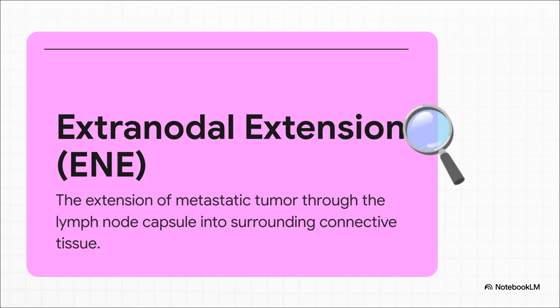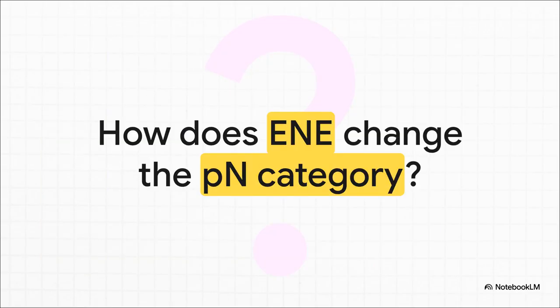Okay, now for a concept that has completely changed the game for staging: extranodal extension, or ENE. Get this, this isn't just about finding cancer inside a lymph node. This is about cancer that has broken out. It's punched through the wall of the lymph node and is now invading the tissue around it. Finding ENE is a massive deal. It's a sign of really aggressive disease, and it automatically kicks the cancer up to a higher stage. Which, of course, brings us to the million-dollar question that every single trainee has to know the answer to. How, specifically, does finding ENE change the pN category you put in your report?